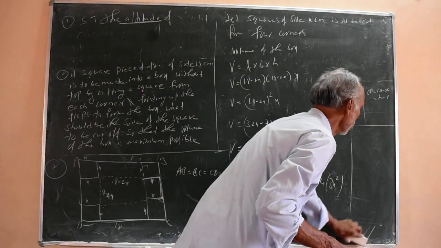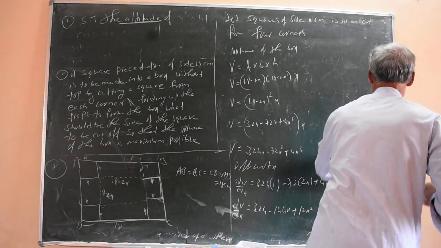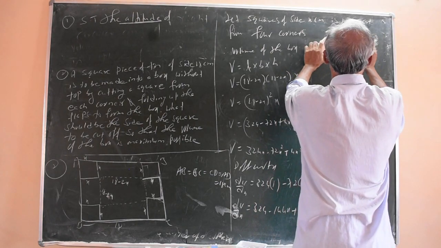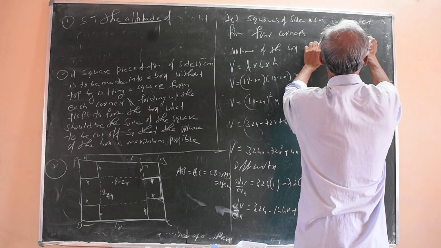Volume is maximum. Given that volume is maximum, therefore take dV by dx equal to zero.